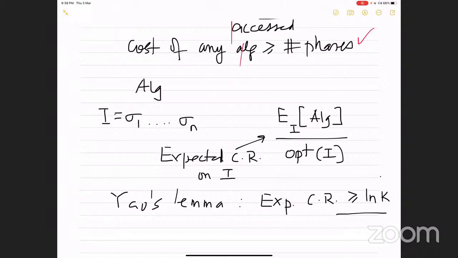Nothing special is happening, just that instead of looking at the cost of the algorithm, we look at the expected cost. And then you again take the supremum over all possible inputs.